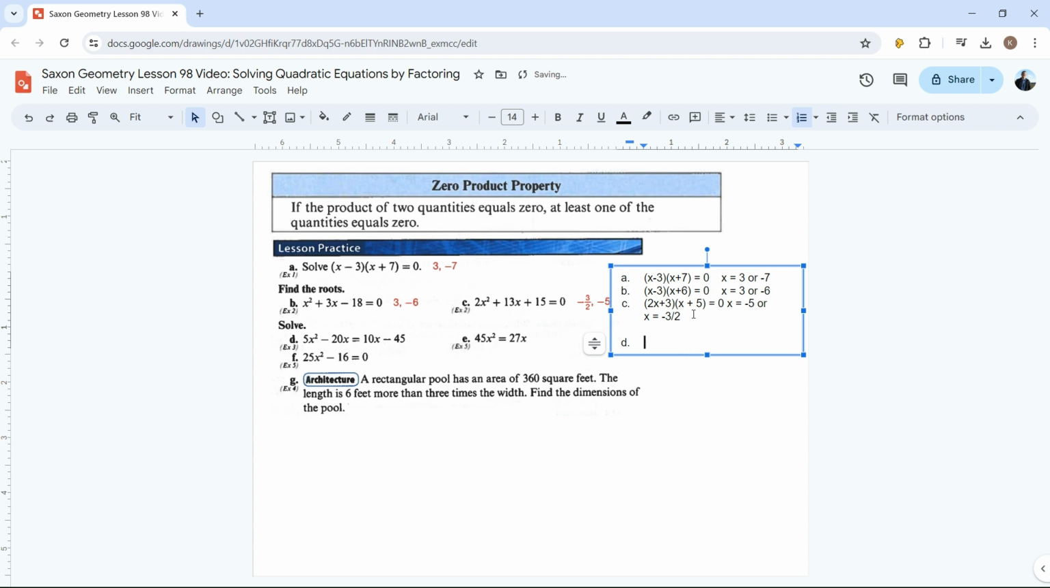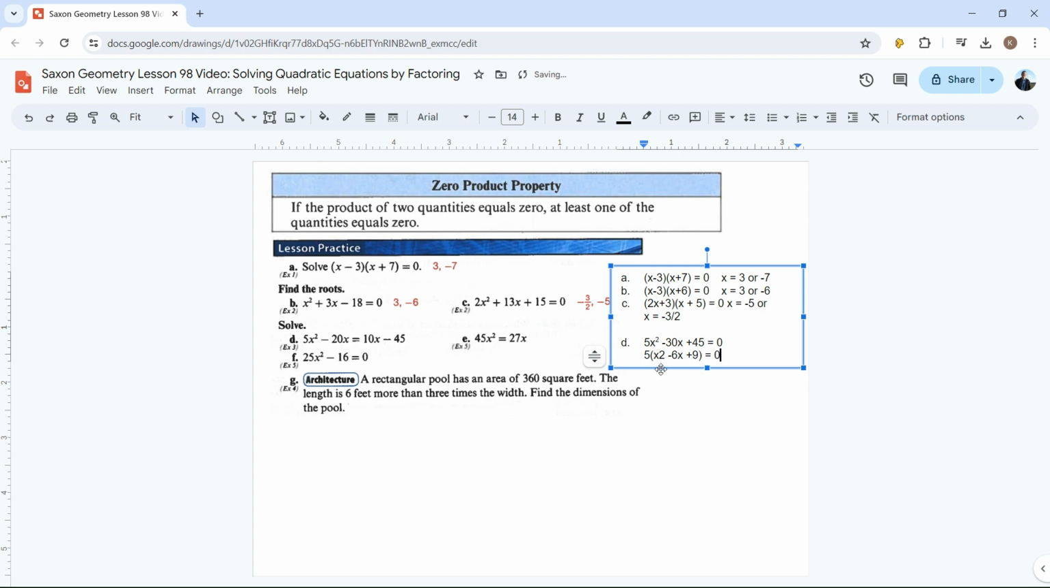Letter D, I have expression on both sides. I want to make sure I get 0 on a side by itself. So this is going to be 5x squared on the left. There's going to be a lot of parts of this problem, so buckle up. 5x squared minus 20x. I'm going to subtract 10x from both sides, right? So it's going to be minus 30x plus 45 because I'm going to add 45 to both sides. So I got rid of everything on this side. This equals 0. Now, if I'm factoring this, what can I do? I could pull a 5 out of everything. 5x squared minus 6x plus 9 equals 0.